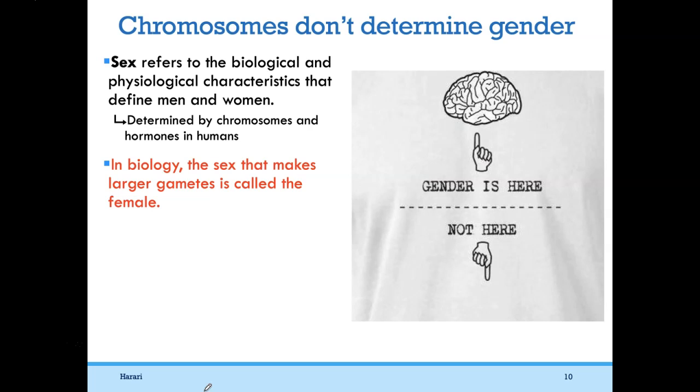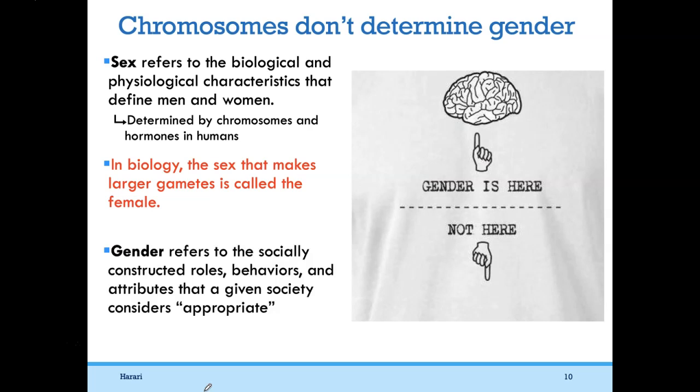So sex is a biological and physiological thing. Gender is not. Gender is more of a societal construct, right? So gender refers to socially constructed roles and behaviors and attributes that a certain society in a given place and time deems appropriate for one sex. Gender is influenced by chromosomes and hormones, but everyone's influenced differently. So gender is not determined by biology per se. It has a lot to do with the environment as well.